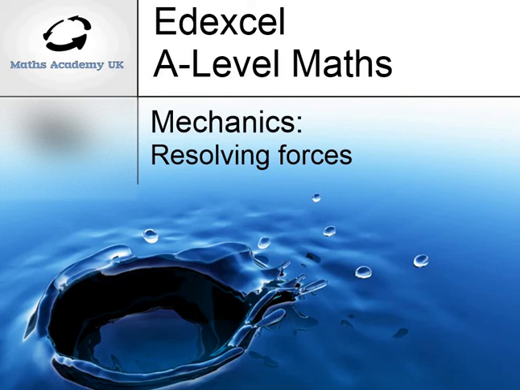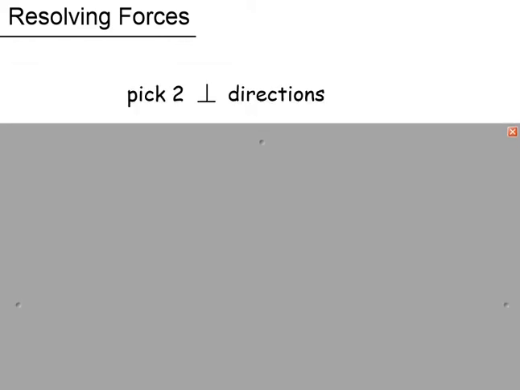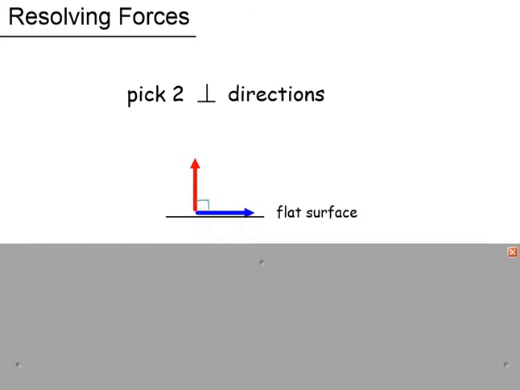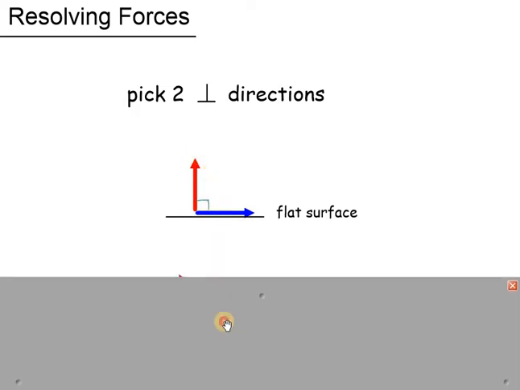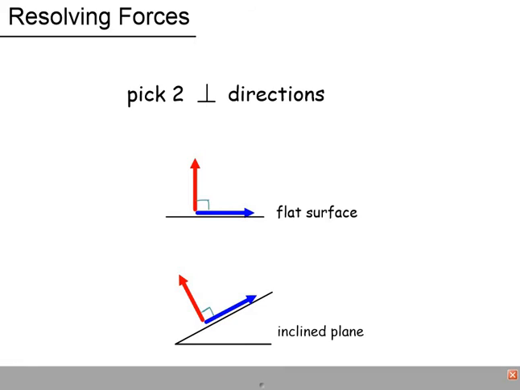Resolving forces. When we resolve forces, we pick two perpendicular directions. So if we're looking at a system that's on a flat surface, we'll pick the horizontal and vertical direction, and these directions are perpendicular to each other. A system on an incline, we can use the direction parallel to the incline and a direction perpendicular to the incline. So these two directions are perpendicular to each other.